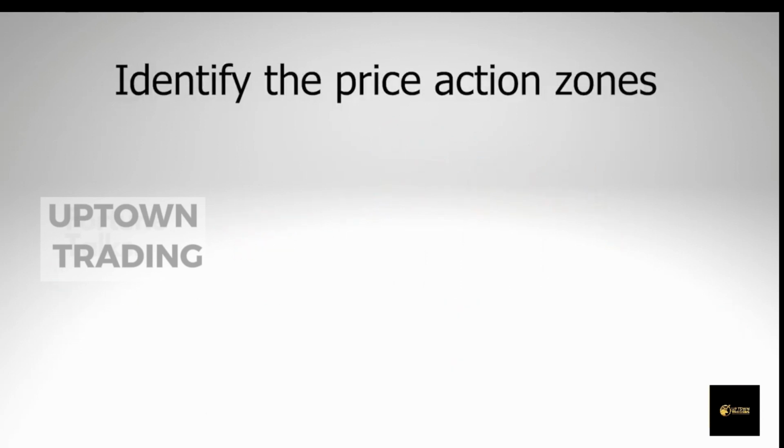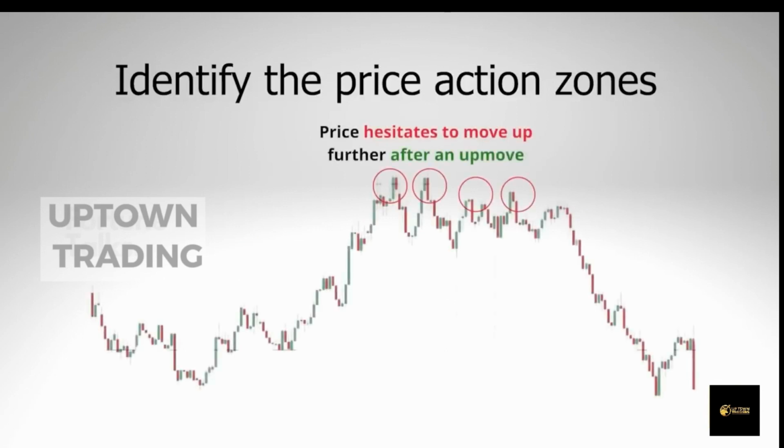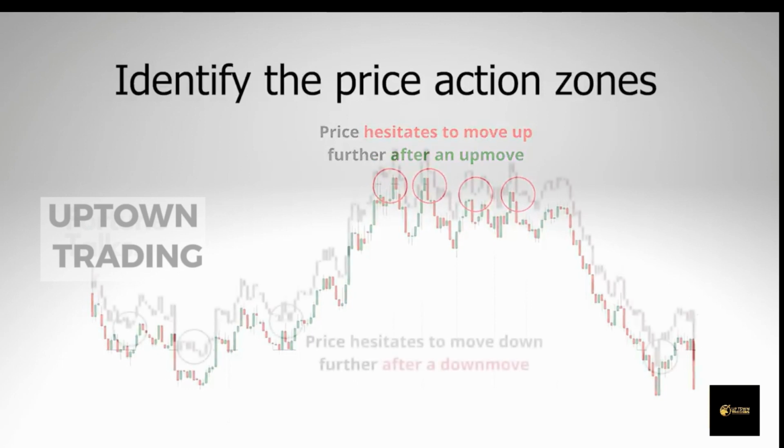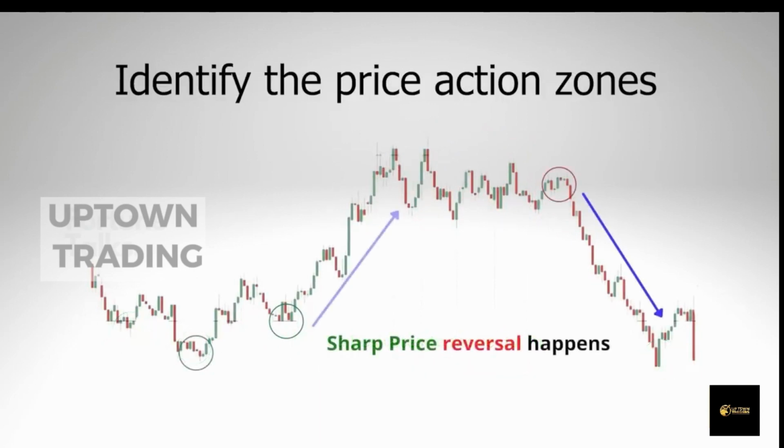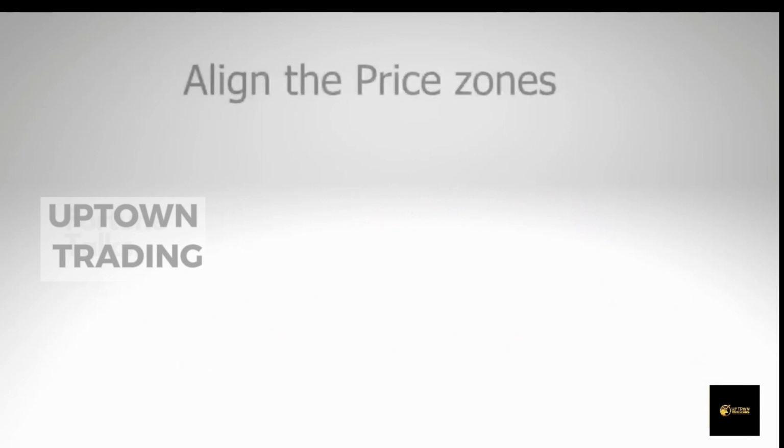Just to give you better clarity, you can identify a critical level when the price has displayed at least one of the following behaviors. Number 1, the price hesitates to move up further after a brief up move. Number 2, the price hesitates to move down further after a brief down move. And finally, number 3, sharp reversals occur at a particular price point. These are some of the ways you can figure out the price action zones. Now moving on to step number 3, aligning the price action zones.